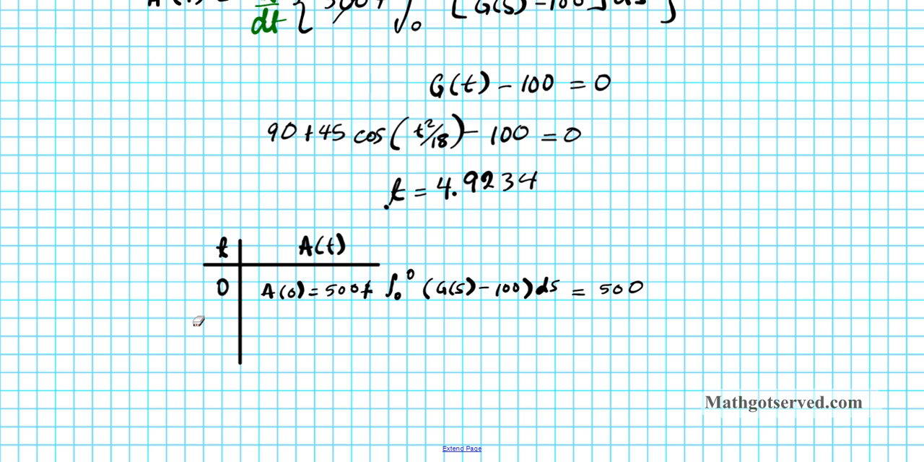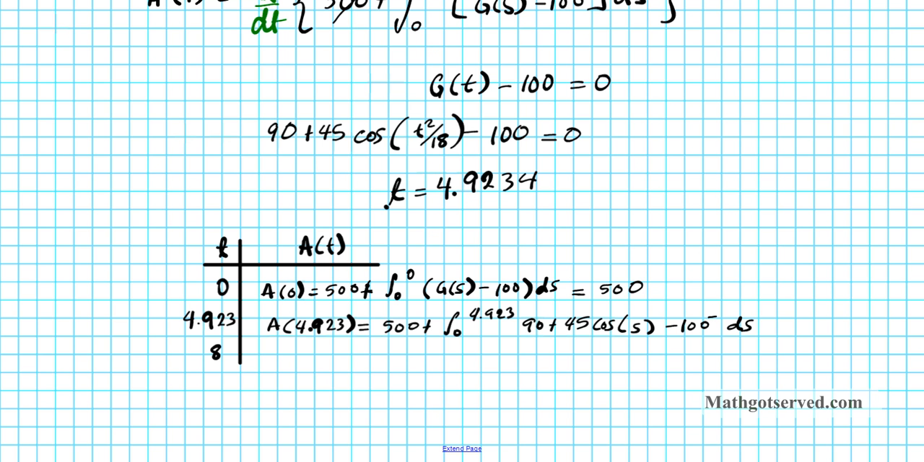Now the next two we want to evaluate is when t is equal to 4.923, and the other one is where t is equal to 8. For this one we're looking for A of 4.923, which is 500 plus the integral from 0 to 4.923 of g of s, the original function. You don't have to write this over and over again. You can just plug it into your calculator, but I'm just going to show you what I'll be entering. Okay, so g of s is 90 plus 45 cosine s minus 100 ds.